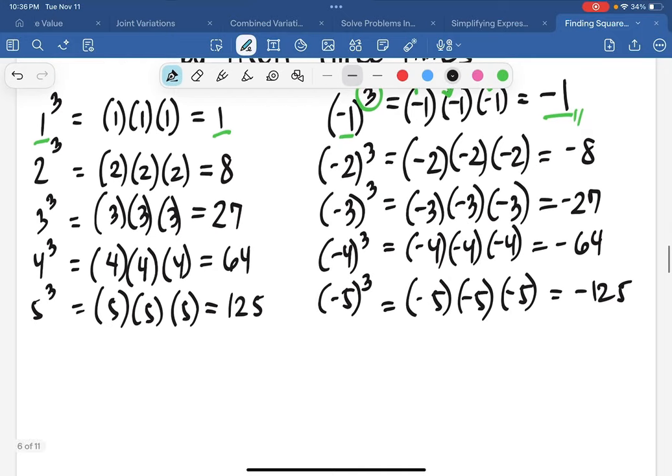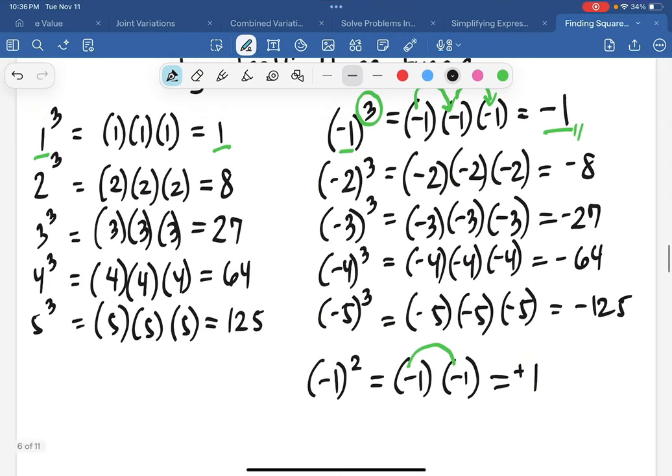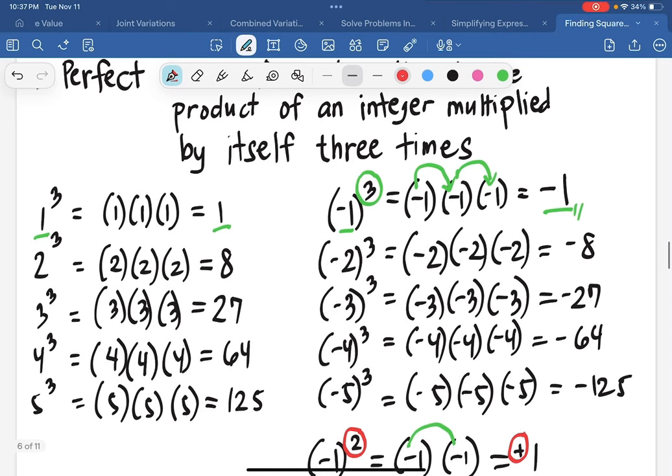If you could recall, for example, you have -1 squared. If we expand this, we have -1 times -1. Obviously, negative times negative is positive, and 1 times 1 is 1. So if your base is negative and your exponent is an even number, the result would be positive. However, if your base is negative and your exponent is odd, the result would be negative.